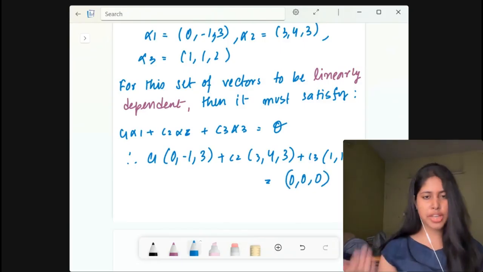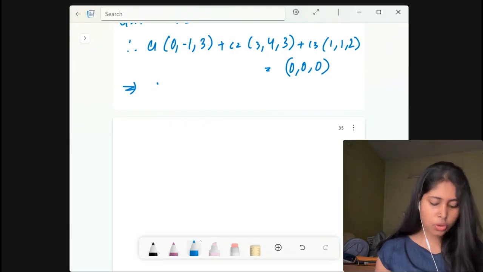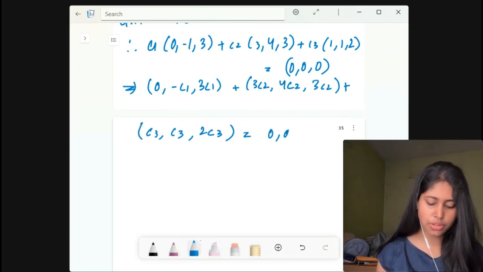Okay, now C1 alpha 1, what is alpha 1? 0 comma minus 1 comma 3, plus C2 times 3 comma 4 comma 3, plus C3 times 1 comma 1 comma 2, equals 0 comma 0 comma 0. Now you have to expand this term-wise. Let me do it for you. 0 comma minus C1 comma 3C1, plus 3C2 comma 4C2 comma 3C2, plus C3 comma C3 comma 2C3, equals 0 comma 0 comma 0.